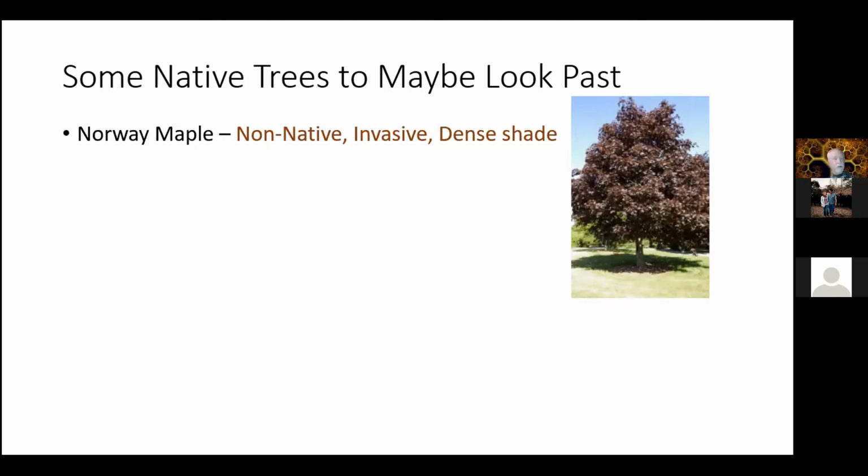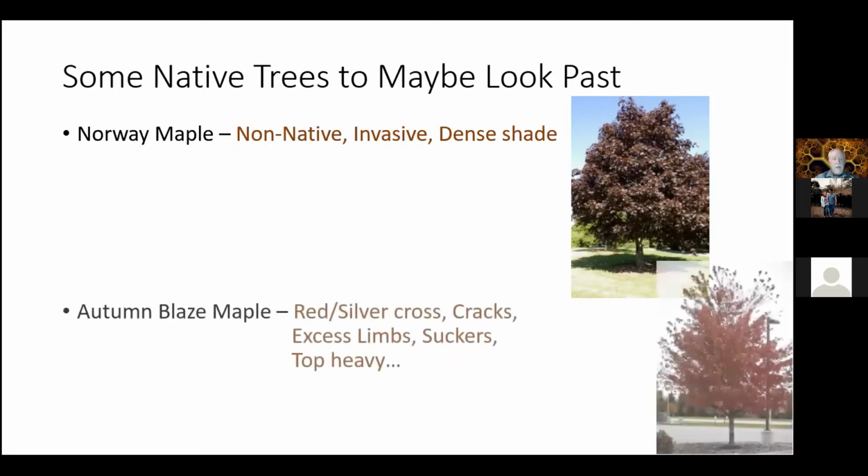So they're not recommended. So please don't buy one of them, even though they have this cool color. And then here's another one that's not native. It's an autumn blaze maple, which is a hybrid between a red maple and a silver. Reds and silvers are native to Iowa, but this particular hybrid, which nurseries love to carry because it's got a great name and it turns bright red in the fall, is a terrible tree.